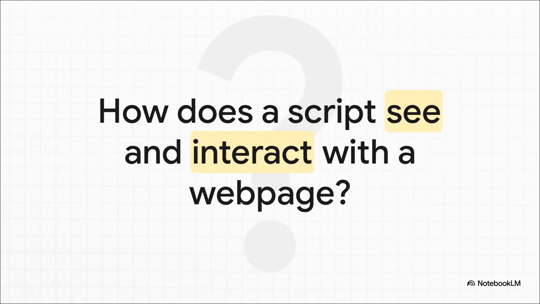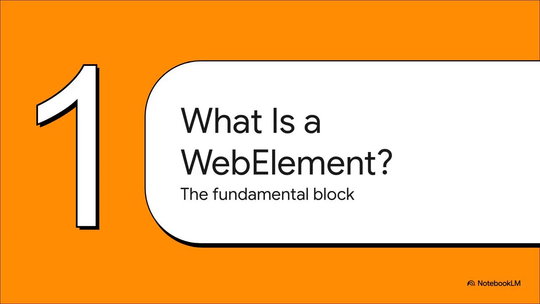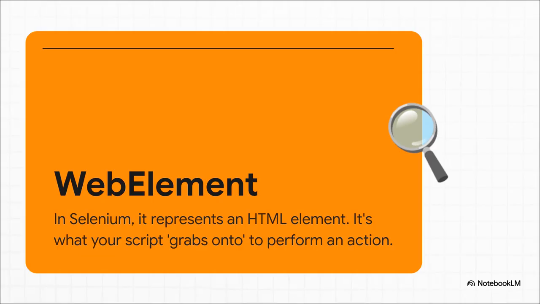So let's start with a really basic question, right? When you run an automation script, how in the world does it see or touch a web page? How does it know where to click or what to type, or if that button you're looking for is even there? Well, the answer to all of that lies in one single core concept that makes this whole thing possible. And that is the web element.